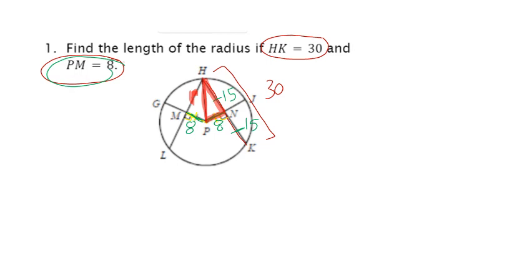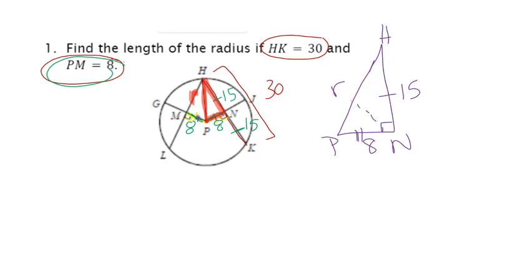So if I was to redraw this a little bit larger, you can see this is P, this is N, this is H. This is our radius, which we're trying to find. And then we have that this is 15, and this is 8. With a lot of these problems, the radius is going to act like the hypotenuse. So we're going to just do the Pythagorean theorem. You can see r is on a side by itself: 8 squared plus 15 squared, and then we're going to solve this out.